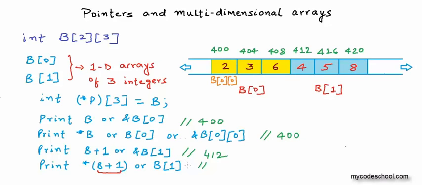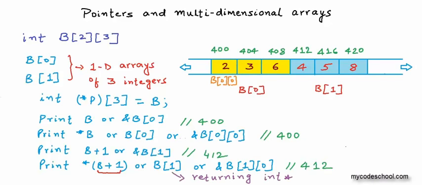Now printing b1 means using the name of this one-dimensional array b1, which returns the pointer to the first integer in b1. So *(b + 1) is basically a pointer to this integer at address 412. Once again, this output will be 412. All these expressions, *(b + 1), b1, or &b10, are returning us a pointer to an integer.